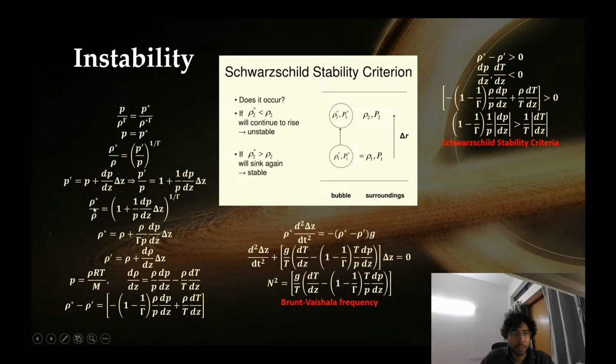Similarly, using the relation rho star by rho equals P prime by P, we get this relation. This is just this thing whole to the power of 1 by gamma.